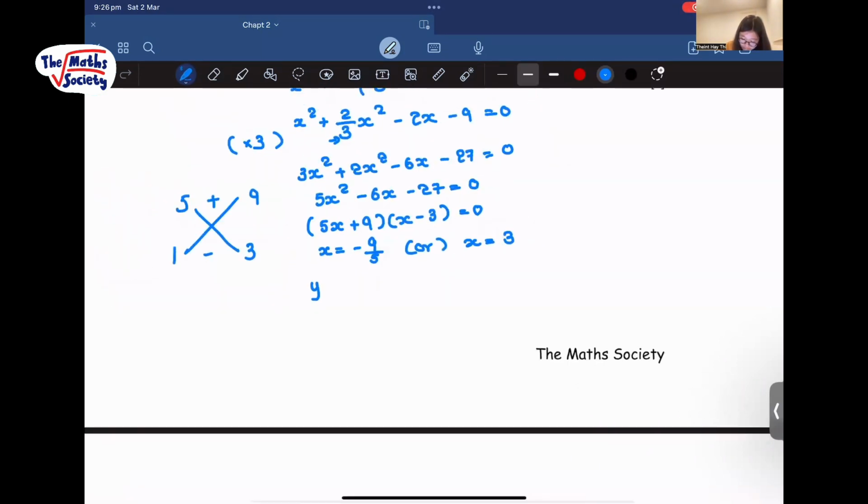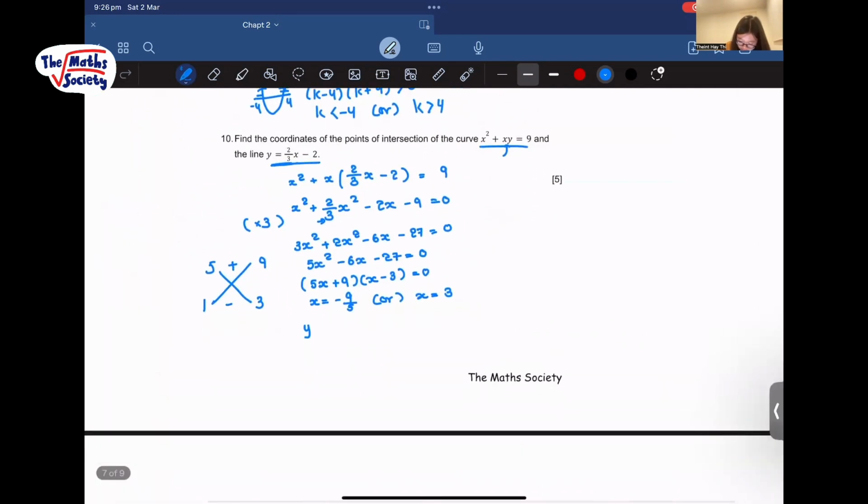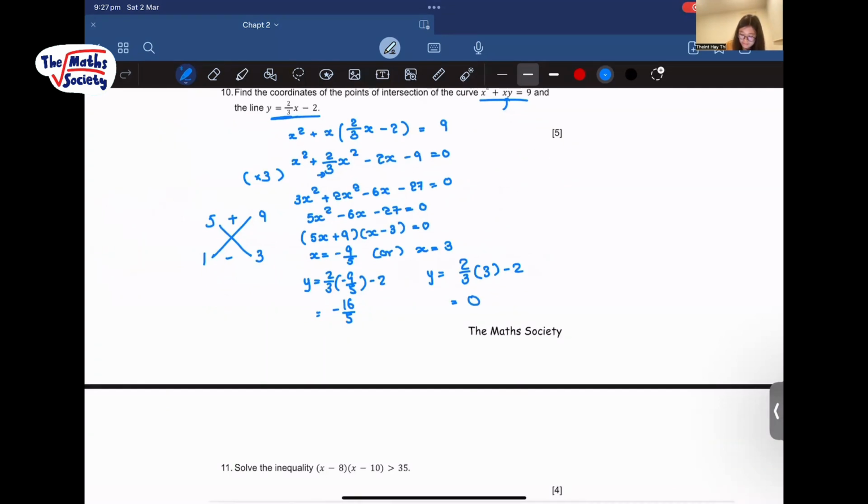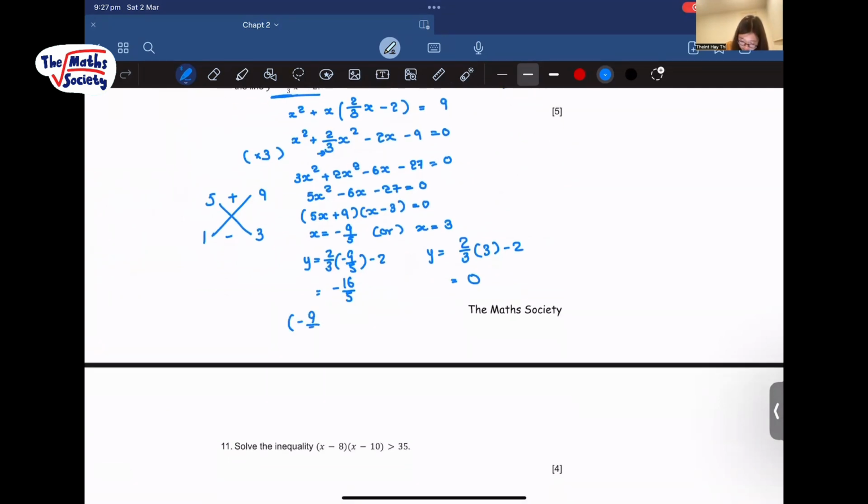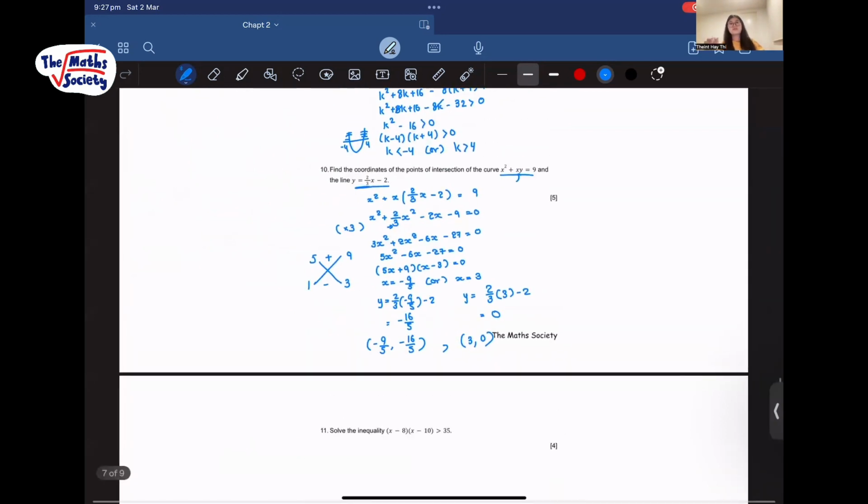So if you want y, you need to substitute in there, which is 2 by 3 times minus 9 by 5, minus 2. That would be minus 16 by 5. And then we have, for x equals 3, 2 by 3 times 3 minus 2. Yep, that will be 0. So the coordinates would be minus 9 by 5, comma, minus 16 by 5, and then the other one is 3, comma 0. Yeah, so we got the two coordinates.